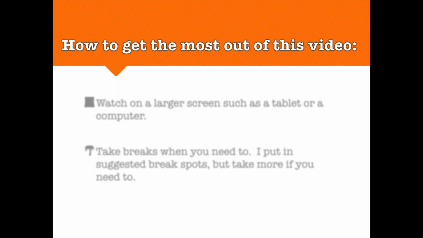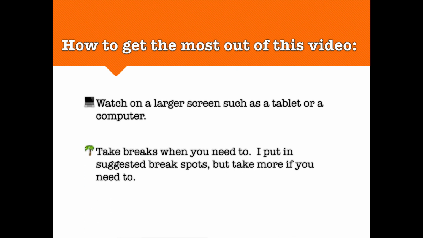How to get the most out of this video, just like my previous videos, you should watch on a larger screen such as a tablet or a full-size computer. I am going to be including full paragraphs on the screen and color coding them, and it's going to require you to be able to read them. And if you can't read along with me, you're going to have a hard time seeing and understanding what's going on. So please do watch on a larger screen.